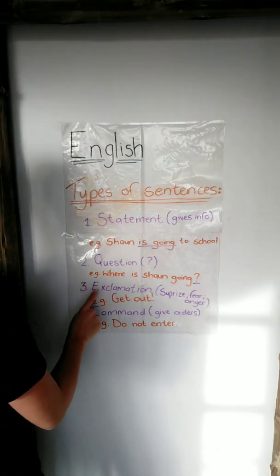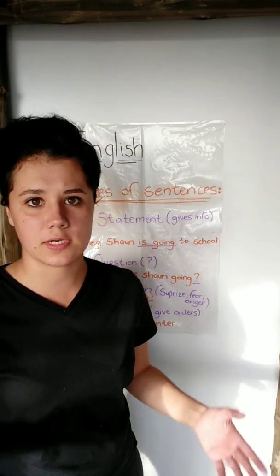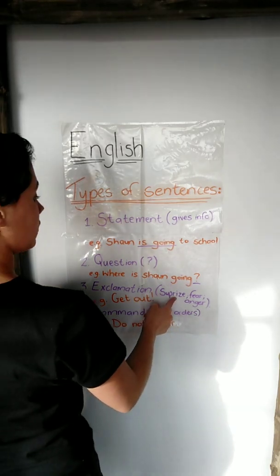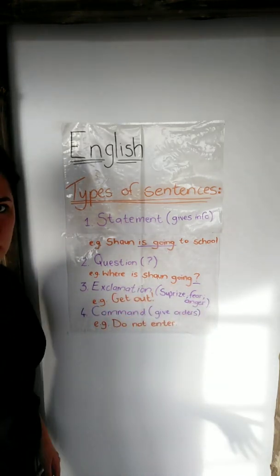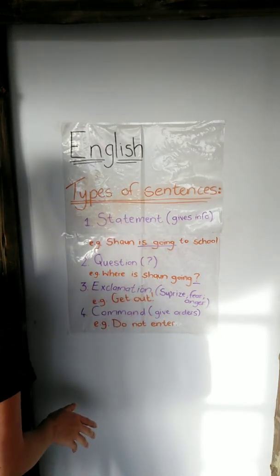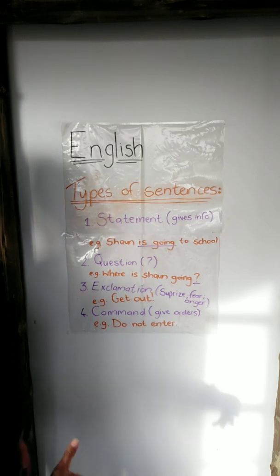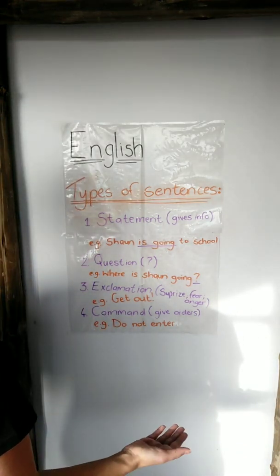The third one is an exclamation sentence. Now that is also really easy because it always has an exclamation mark at the end. So it emphasizes surprise, fear, and anger. So get out! Exclamation mark. Okay, that is an exclamation sentence. And lastly, a command sentence. It gives orders. So for example, do not enter.